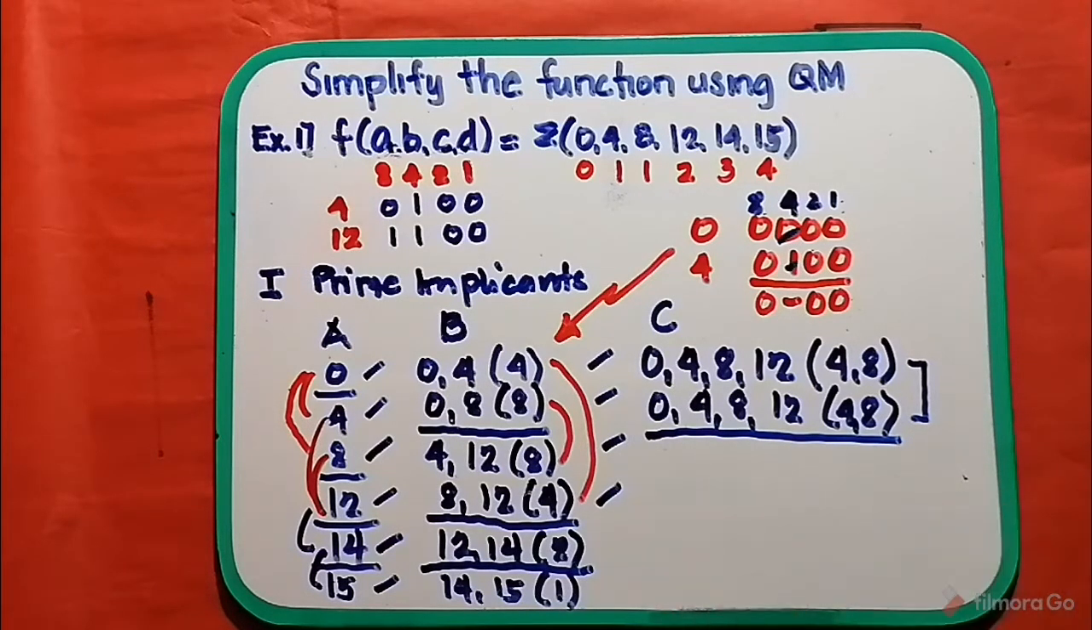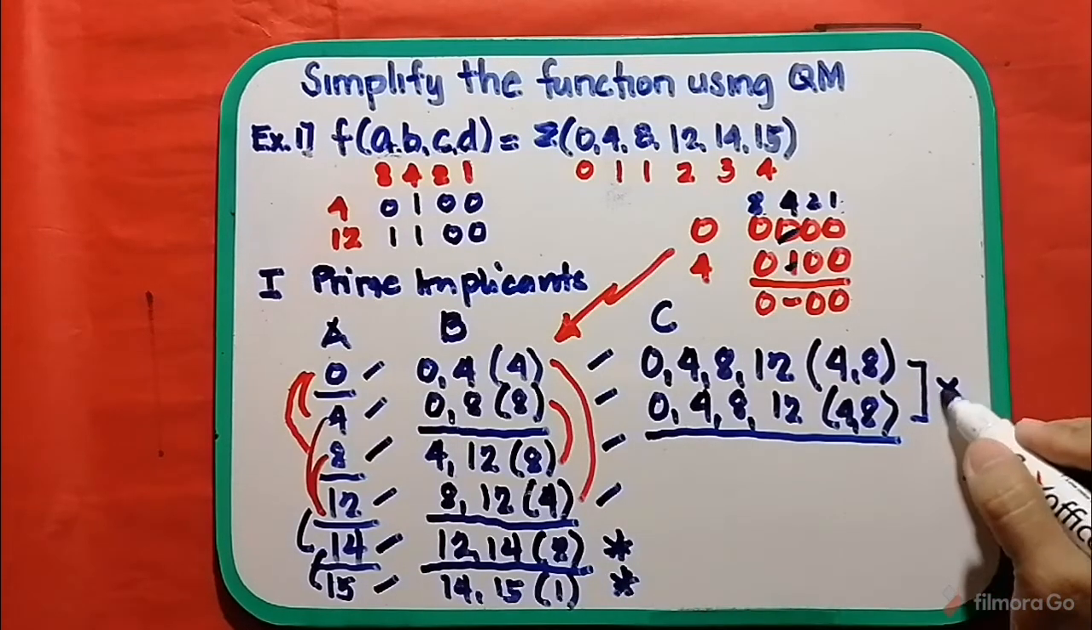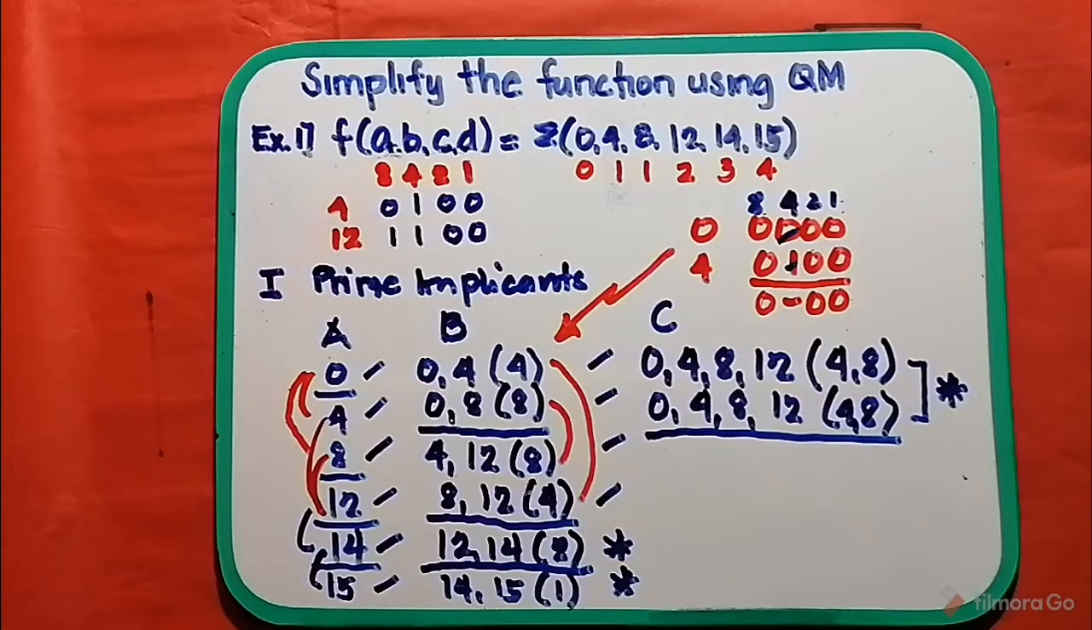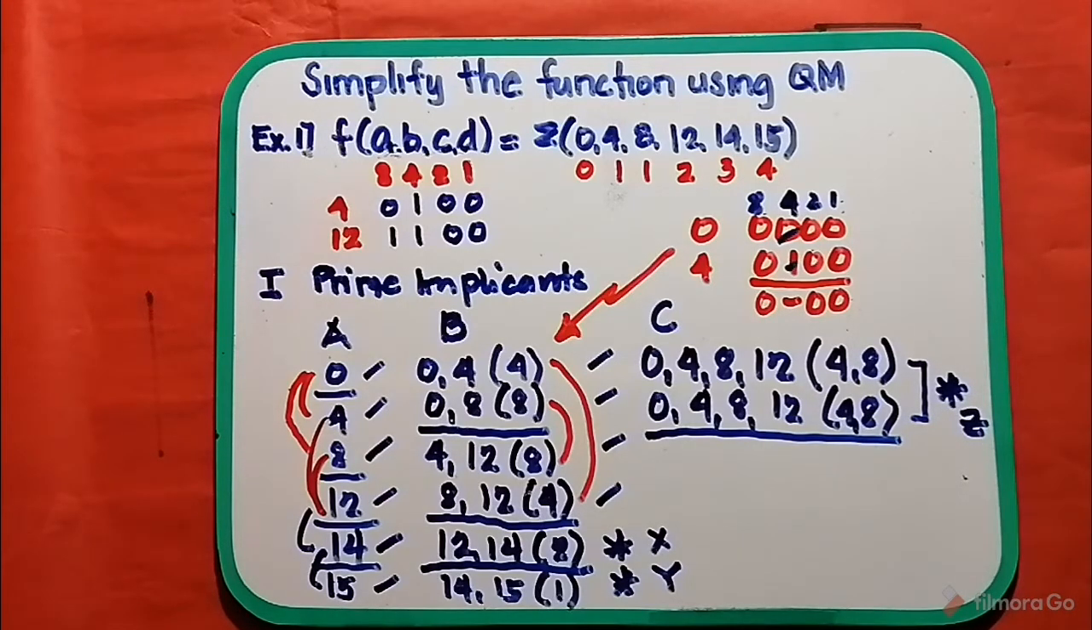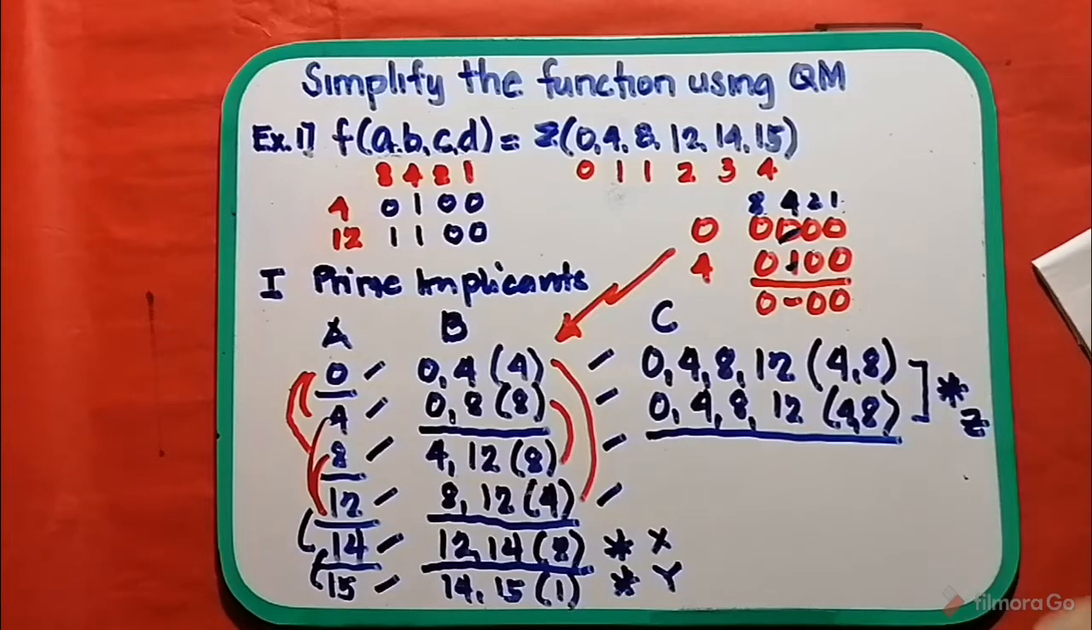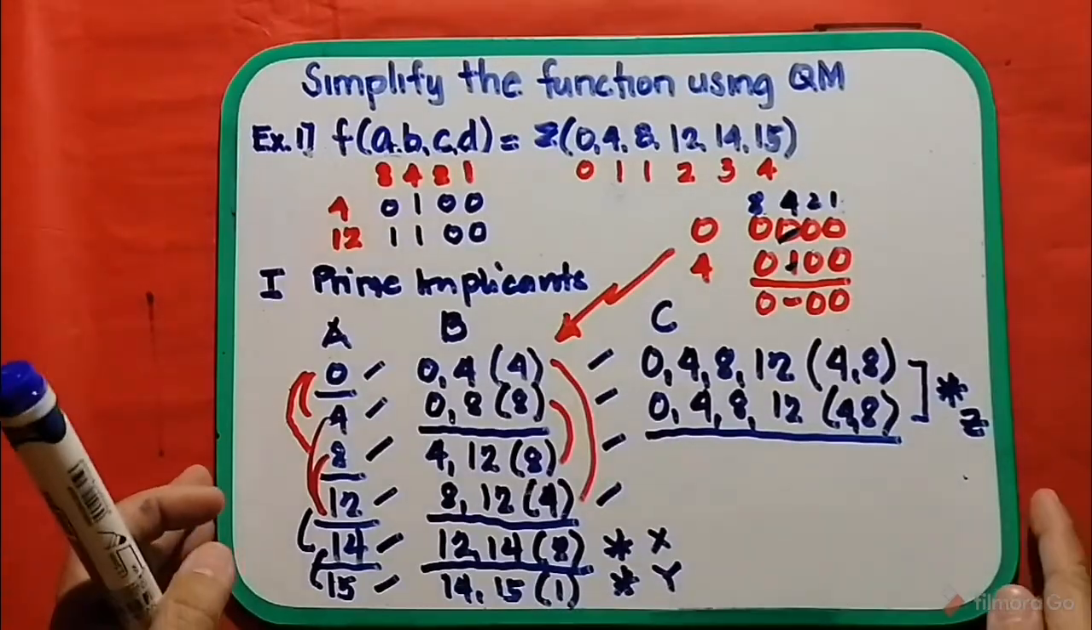Next, we go back. Those numbers with no tick mark or check mark, that will now be our prime implicant. So we place or we put an asterisk. Okay? So I label this as X, Y, and Z. Okay? Then, we're now ready to get the essential prime implicants.